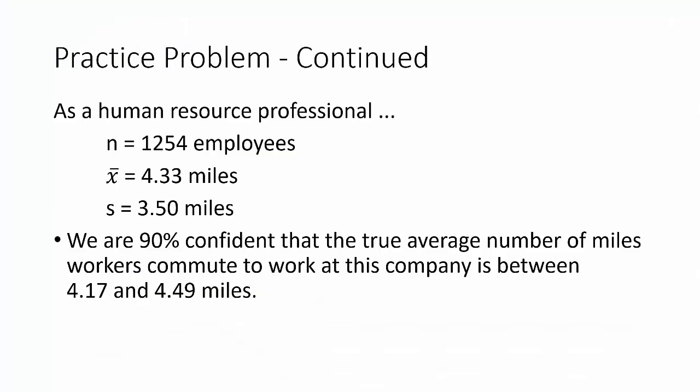We always want to be able to write a sentence given the numbers that we've calculated. So for a confidence interval, you would always write something like this. We are 90% confident that the true, in this case, average number of miles that the workers commute to work is between 4.17 and 4.49. In other words, we're pretty darn sure that mu falls between 4.17 and 4.49 miles.